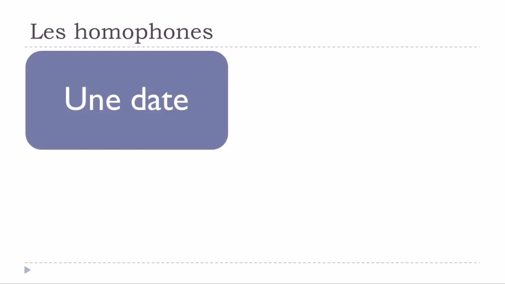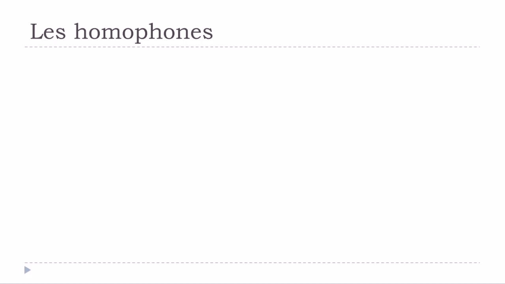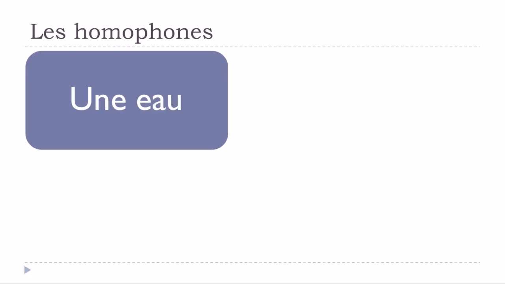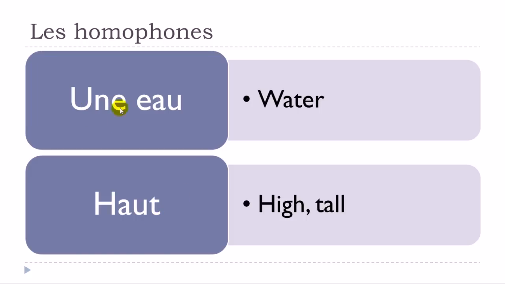Une date. Une date. So it's quite interesting because in English it's written the same way. In that case we're talking about the fruit. So une date. And here une date. So 31 janvier, for instance. Une date. Une eau. And then the adjective eau. Une eau, eau.